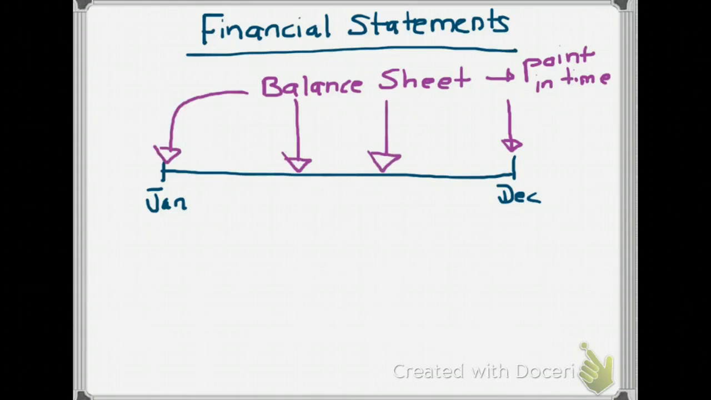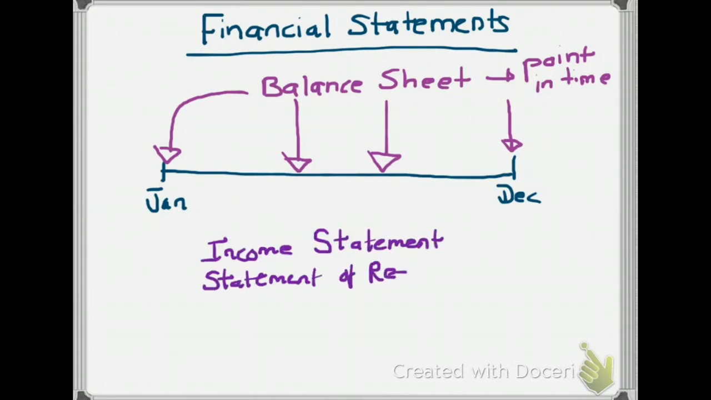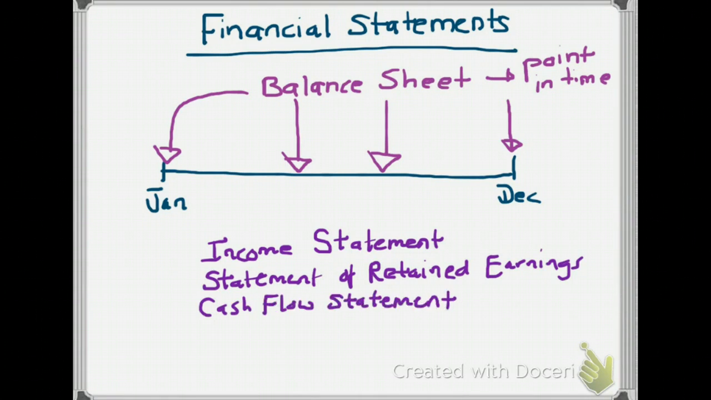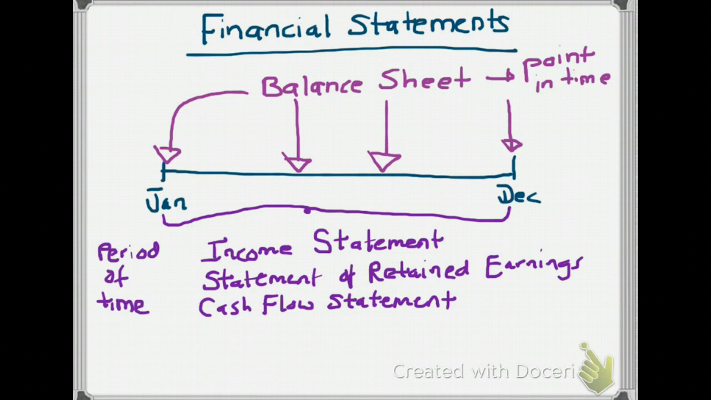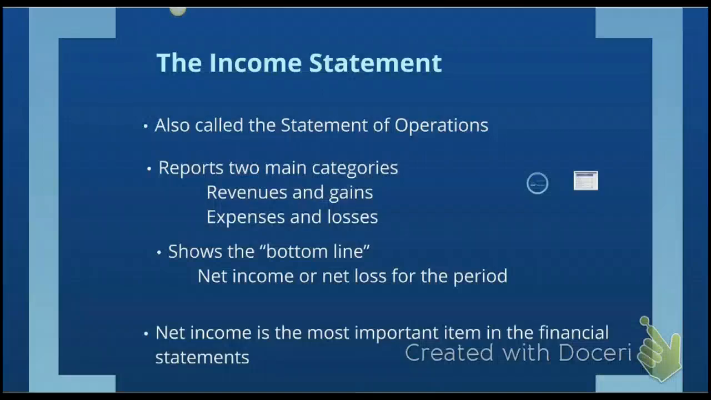The other 3 financial statements, the income statement, the statement of retained earnings, and the statement of cash flows, are prepared for a period of time. So in this case, we would prepare them for a period of 1 year. Again, companies report financial statements quarterly and sometimes monthly. In that case, the income statement, statement of retained earnings, and cash flow statements would be prepared for a quarter or a month. Now let's take a look at each individual financial statement.